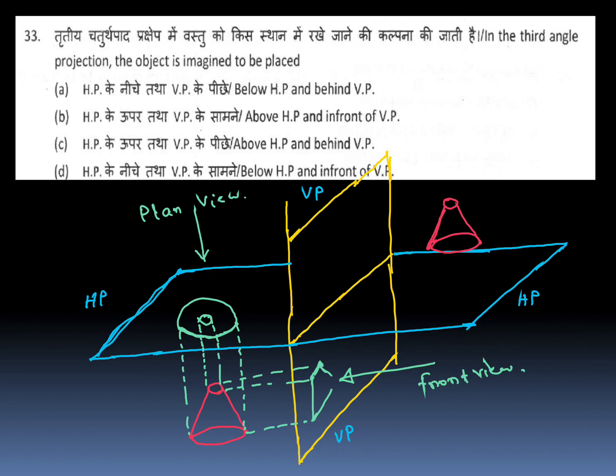Like this it will come. And for first angle projection, the plane is at the bottom or back side. But in third angle projection, the plane is in between the viewer and your object. Here you will get this is the plan.